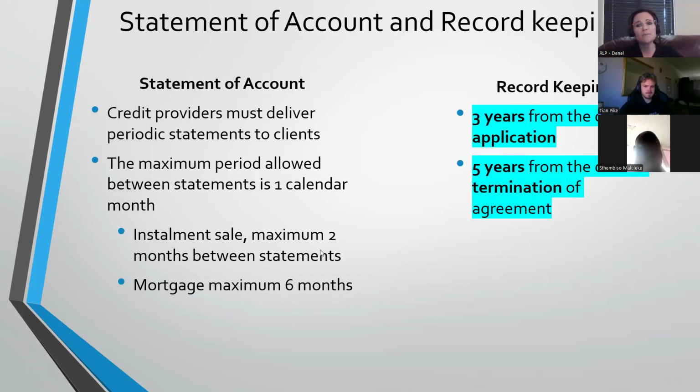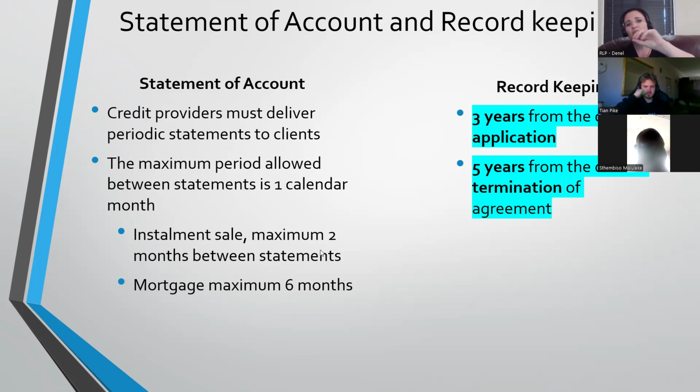Now, when it comes to the statement of account and record keeping, guys, credit providers are obligated to deliver periodic statements to their clients. So usually that's 1 month. That's why at the end of every month, we get our statements from all of the credit providers that we owe money to, okay? If it's an installment sale, they do allow up to 2 months. And if it's a home loan, they do allow up to 6 months, because a home loan is such a significant amount that you are borrowing that 1 month's installment that you pay will not make a big difference on what you still owe. So that's why they do allow 6 months between statements.